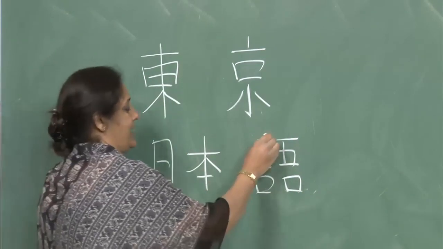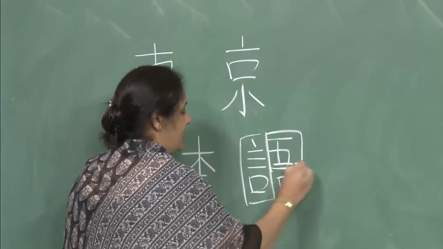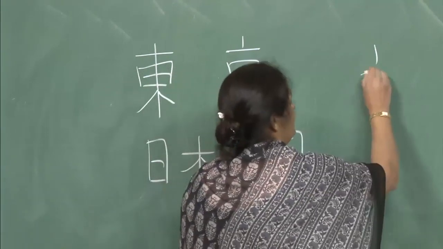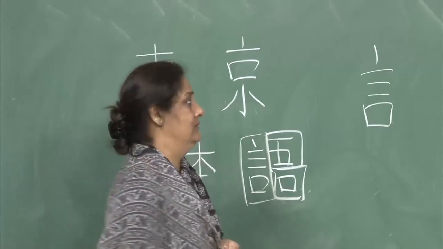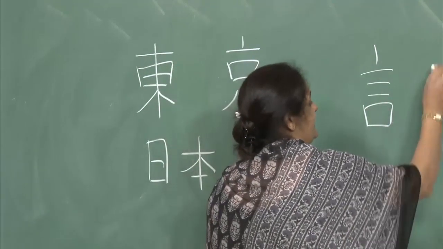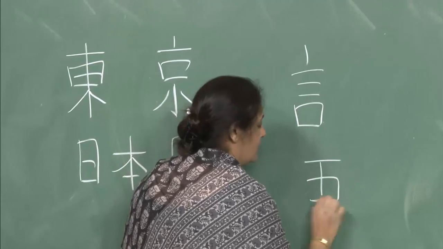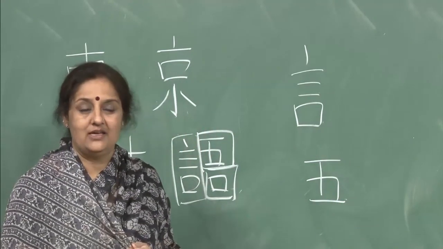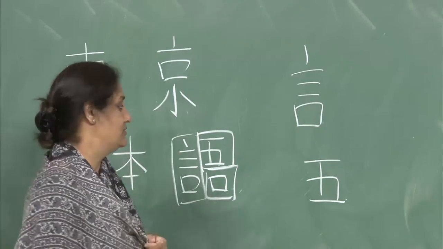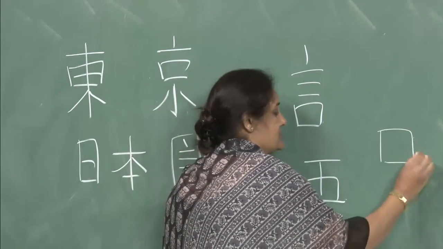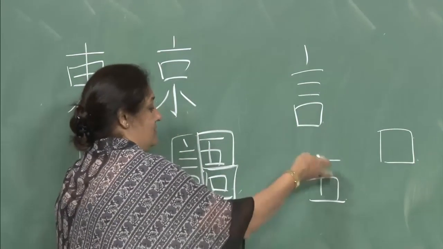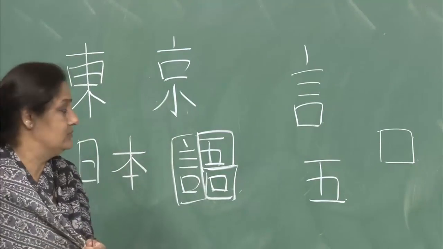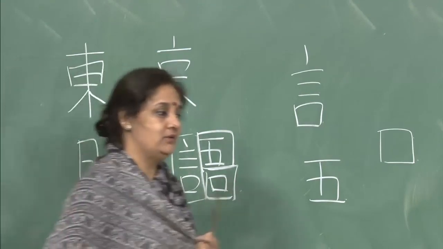So, this character is 1, 2 and then 3. 1, 2, 3, 4, 5, 6 and 7. This means to speak or to say something. The next character is go, which is 5: ichi, ni, san, shi and go. You have already done. And then this character is kuchi, which again you have done. So, trying to speak so many words from your mouth would naturally lead to speaking a language. So, this is Nihongo.